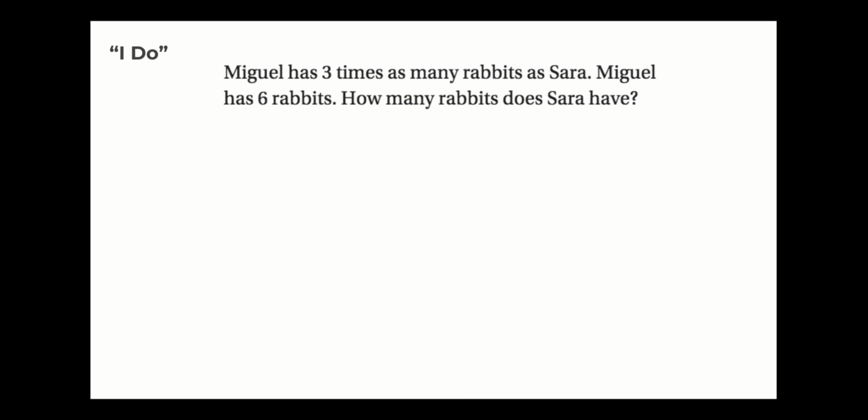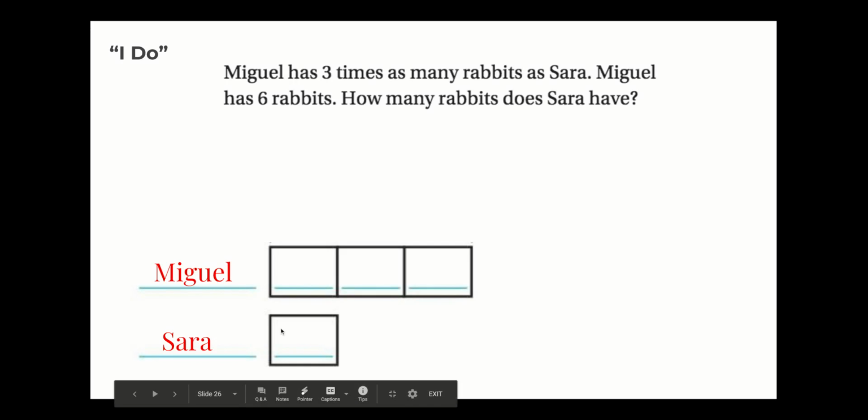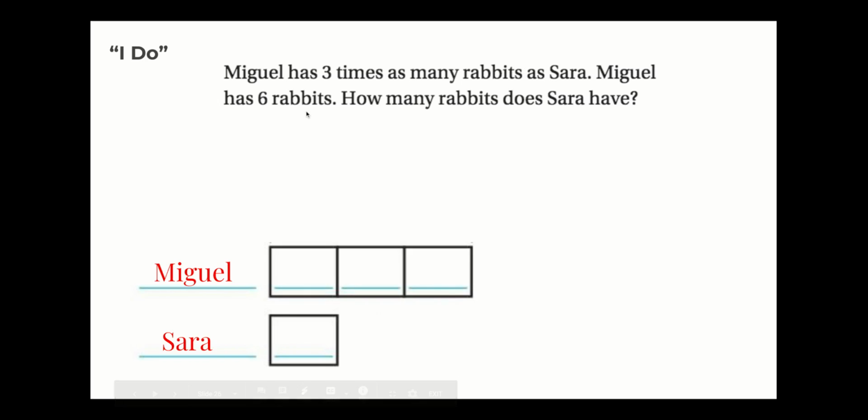Okay, so my model, I know that Miguel is going to have 3 boxes and Sarah is going to have 1 box because Miguel has 3 times as many as Sarah. But this next part is important because it doesn't give me Sarah's amount. I'm trying to figure out how many rabbits Sarah has. I want to know what's going to go in this box. And what I do know is that I know a total here. I know how many rabbits Miguel has.